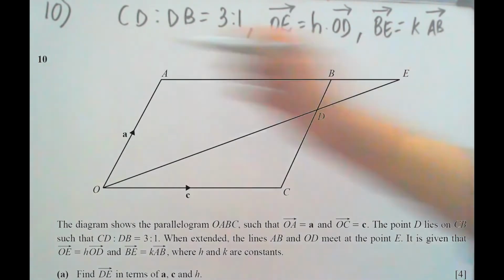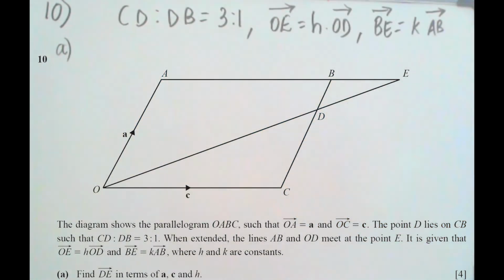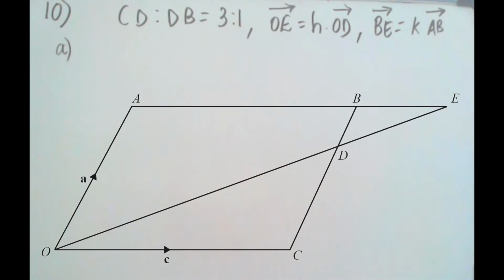Now part A. Find DE in terms of A, C and H. Okay, A is OA, C is OC, and H is relating OE and OD. So note this, because we can find DE in various ways, but the question says we have to find in terms of A, C and H. So the corresponding sides we should make use of.